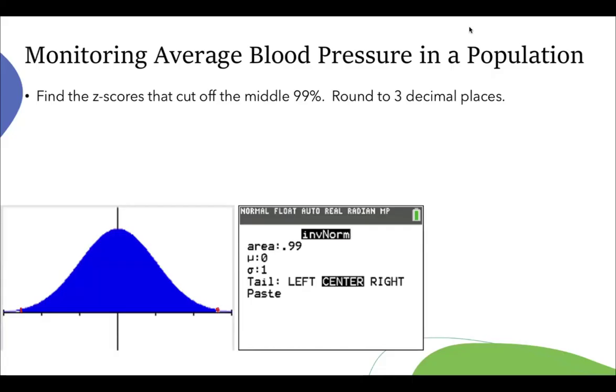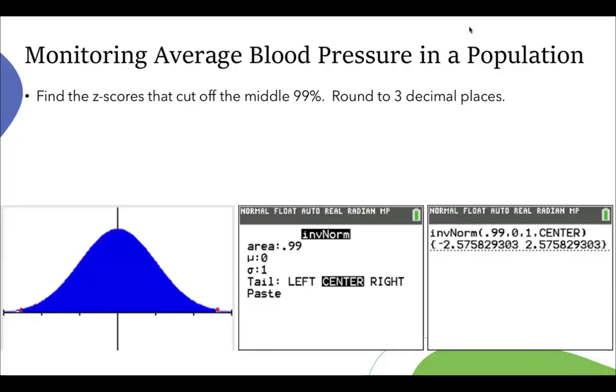So for area, we're going to put in 0.99, mean 0, standard deviation 1, and again, tail center, paste, and our two z-scores now, negative 2.576 and positive 2.576, rounding to the third decimal place.